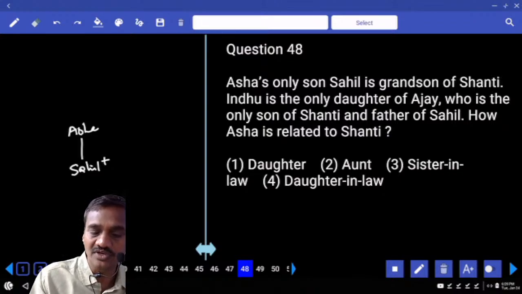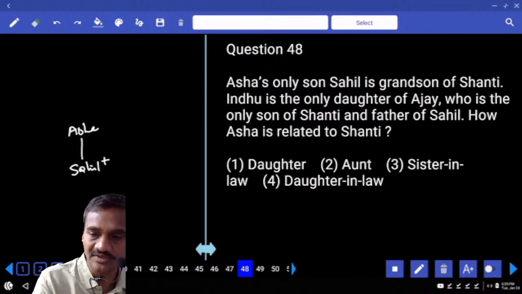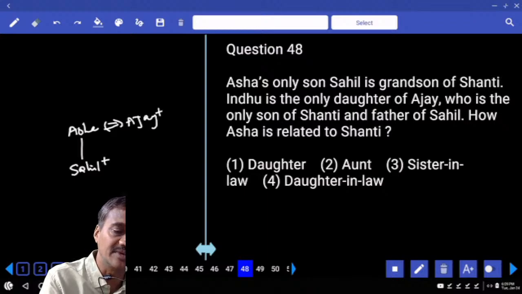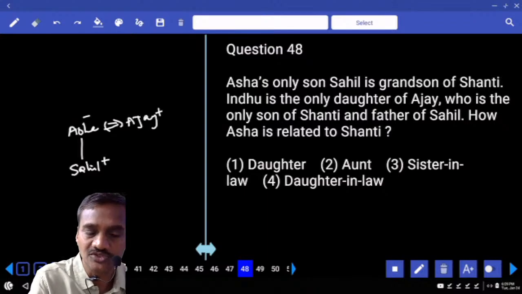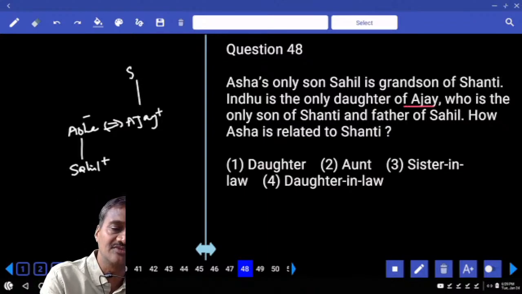And Indu is the only daughter of Ajay. Ajay who is the only son of Shanti. Now Ajay is the only son of Shanti and father of Sahil. Now Ajay is the father of Sahil. Here the link is given. Ajay is a male and Asha is a female. These two are married to each other. And Ajay is the only son of Shanti and Shanti will be here.